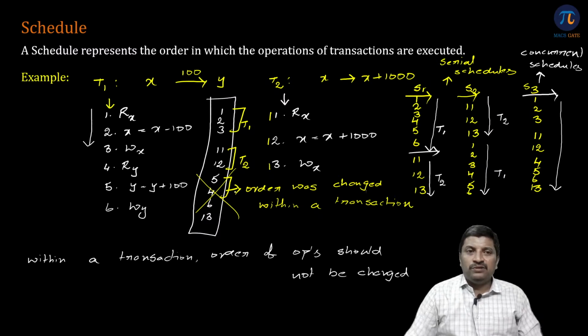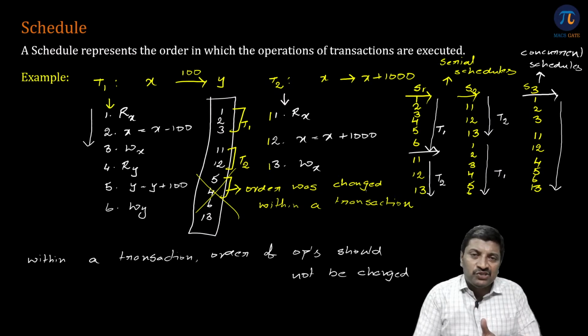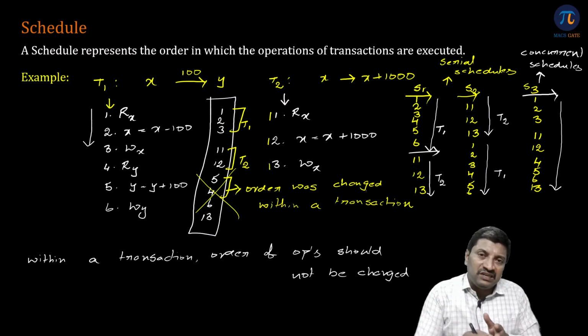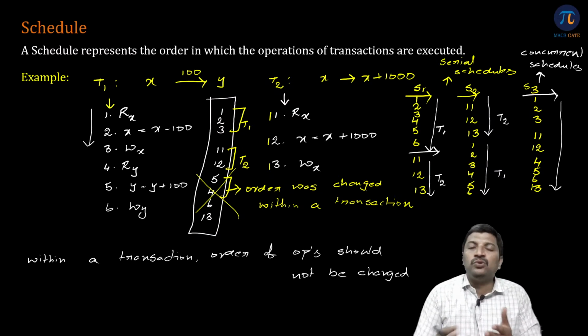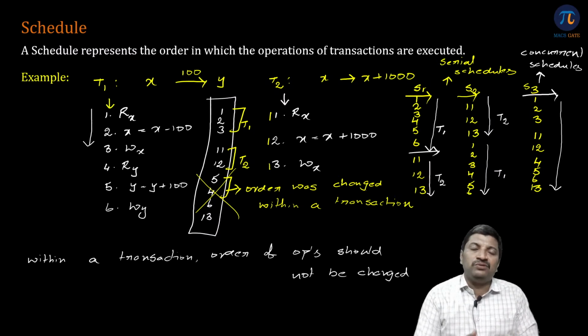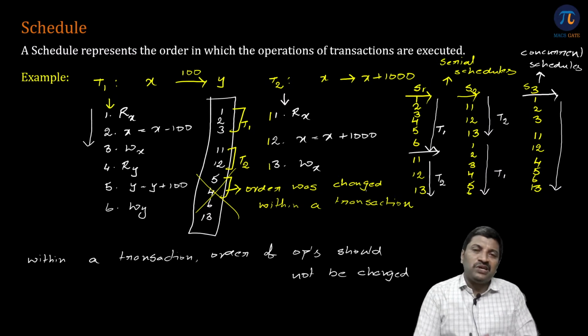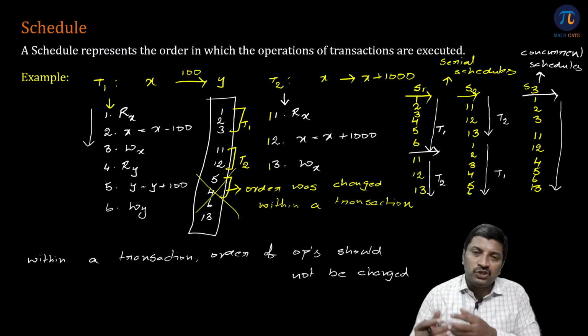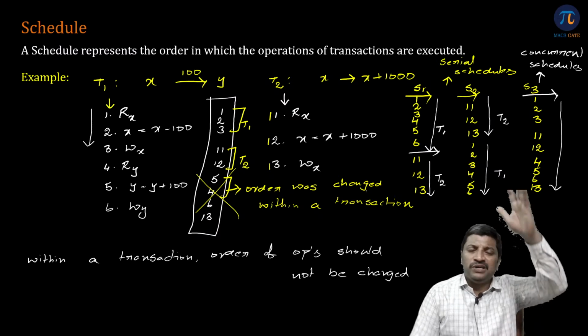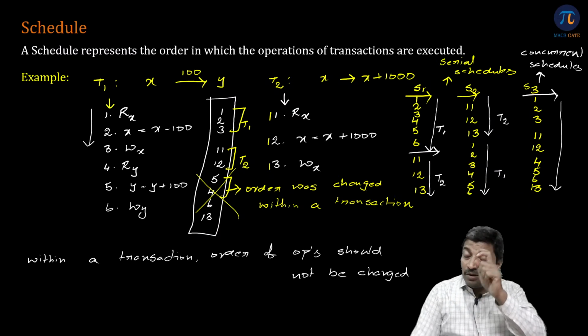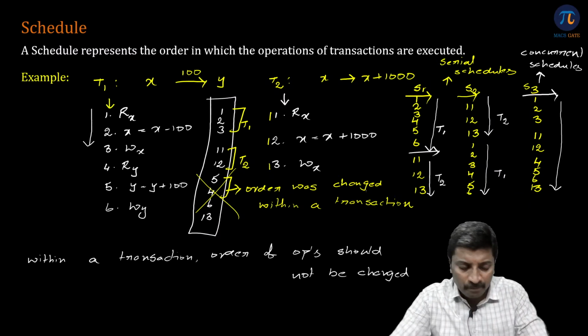Hope you understood it. So a schedule is the sequence of operations in which we are executing all the given transactions. Not only 2 transactions. Sometimes we may have 3 transactions, even 10 transactions also. Suppose I have only 1 transaction. There is no issue or there is no order. Simply I need to execute all the operations one by one. That's it.